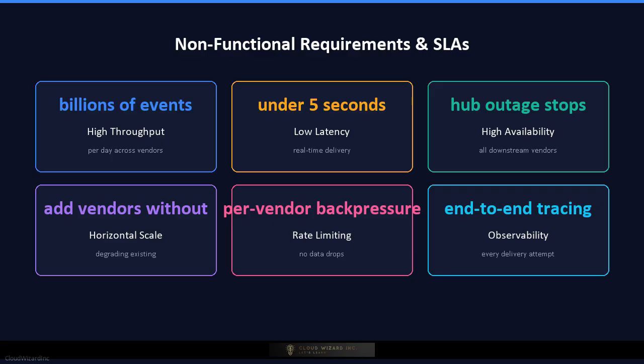Rate limiting and backpressure must be first-class concerns because each vendor has different rate limits, and the hub must respect them without dropping data. The system must be secure because it stores and transmits credentials and customer data. And it must be observable. Every event delivery must be traceable end-to-end with status, latency, retries, and error details.